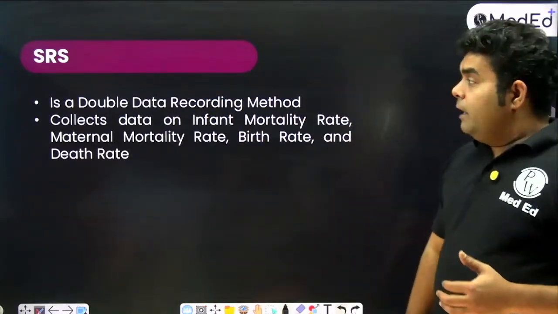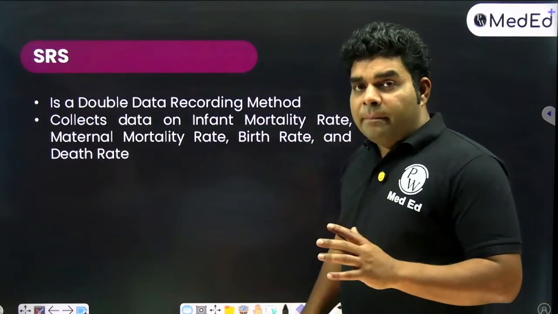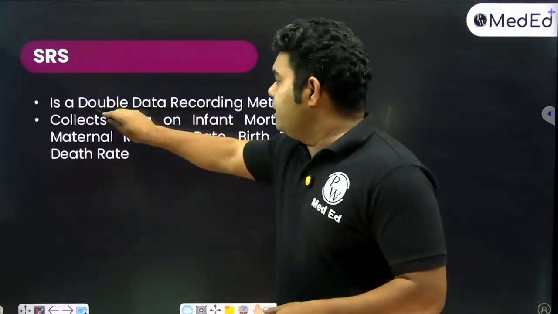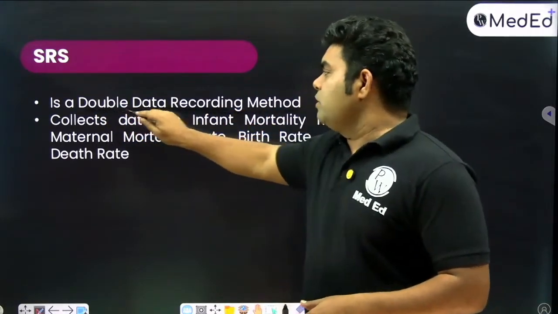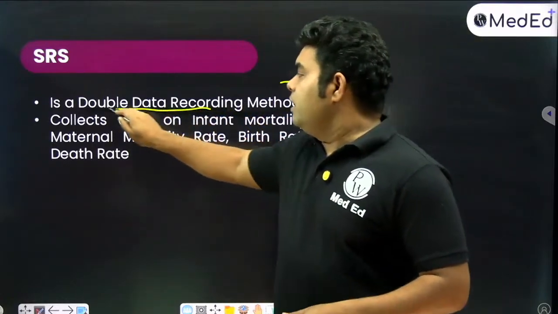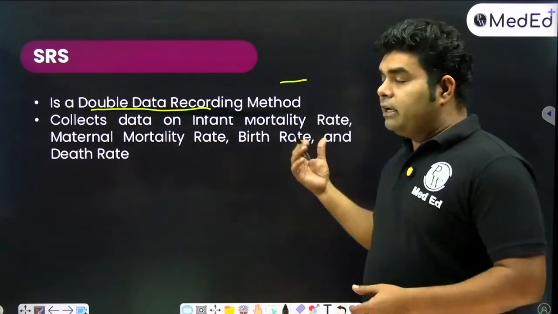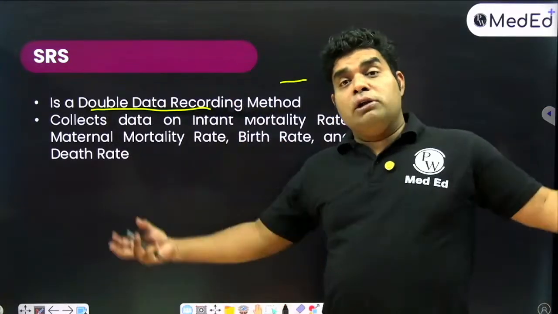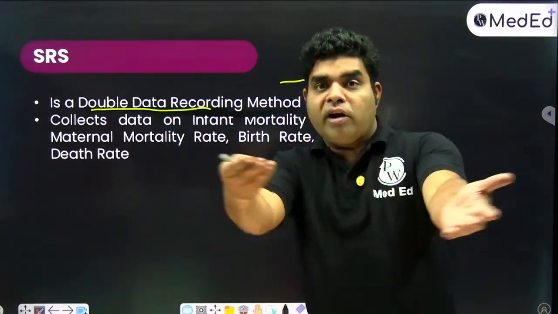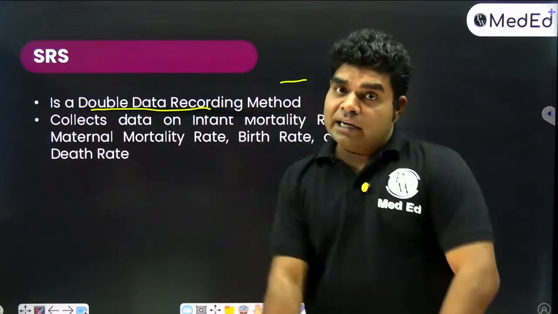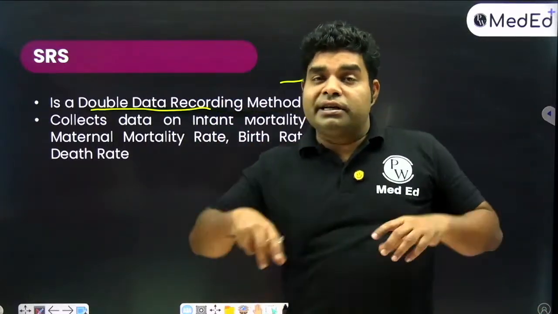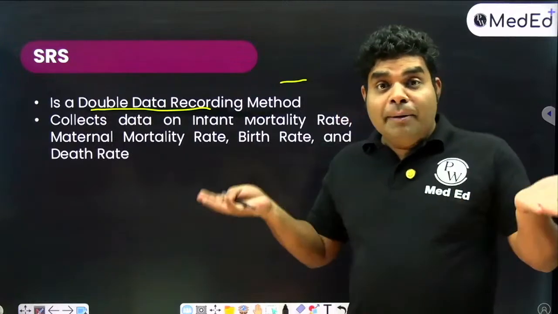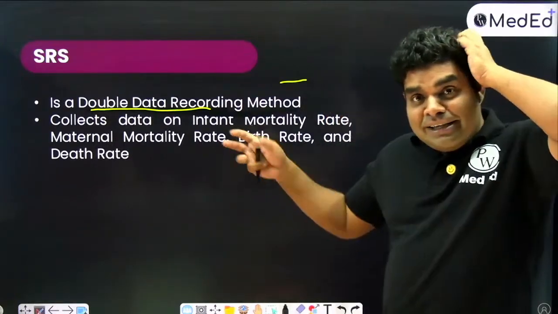This question has been asked 2-3 times: which of the following is a double data recording method? That is SRS. Why is it a double data recording method? Because first of all, an ASHA or some field worker will come and collect the data. Then after 6 months, a supervisor will come and also collect data. The first ground worker collects, then the supervisor collects, and then they cross check whether the data collected was correct or not. And finally, when they release the data, it is double cross checked. That's why SRS is a double data collection method.